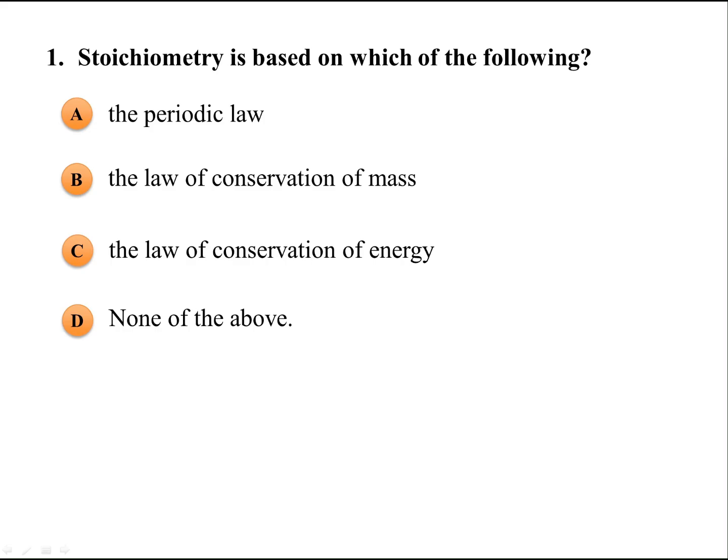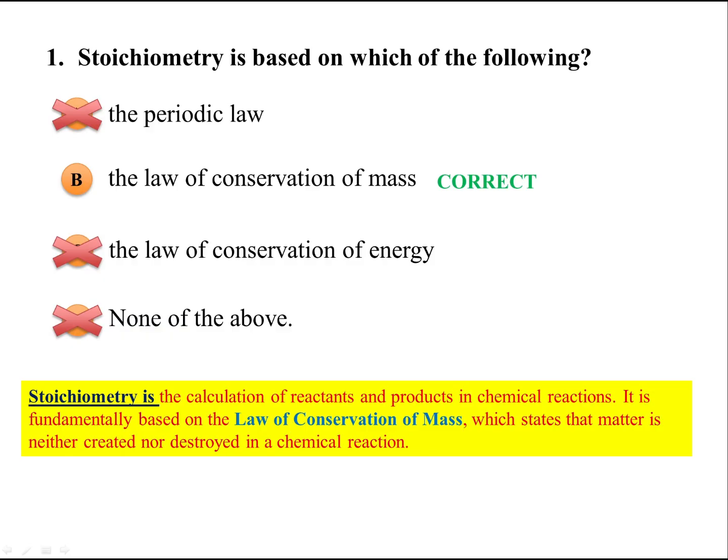Stoichiometry is based on which of the following? The correct answer is B, the law of conservation of mass. And the law of conservation of mass states that matter is neither created nor destroyed in a chemical reaction, and the total mass after the reaction is equal to the total mass before the reaction.